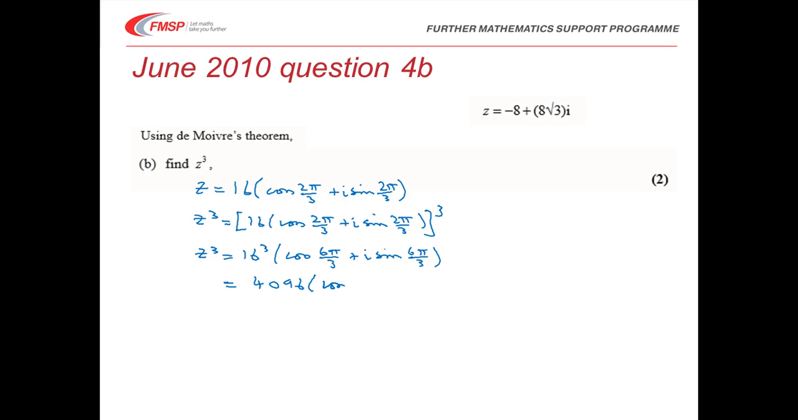4096 cos 2 pi plus i sine 2 pi, and then with the use of your calculator you can quickly get that cos 2 pi is of course 1 and sine 2 pi is of course 0. So z cubed is exactly 4096. The mark scheme for this part of the question offers a method mark for correctly applying de Moivre's theorem and an accuracy mark for the final 4096.